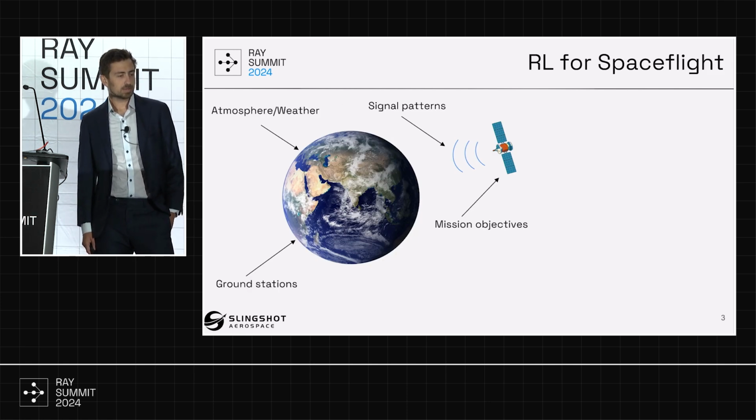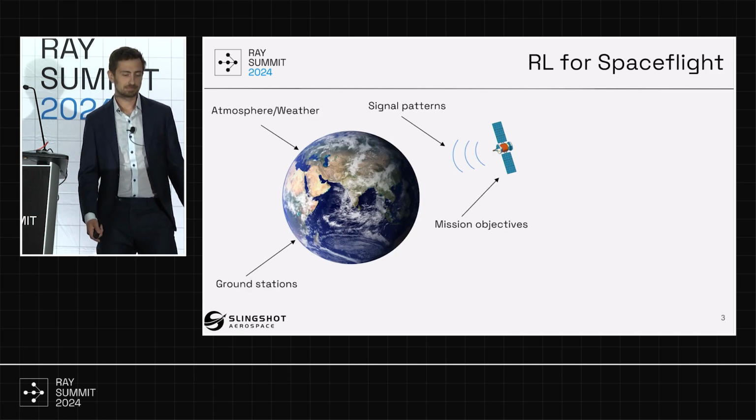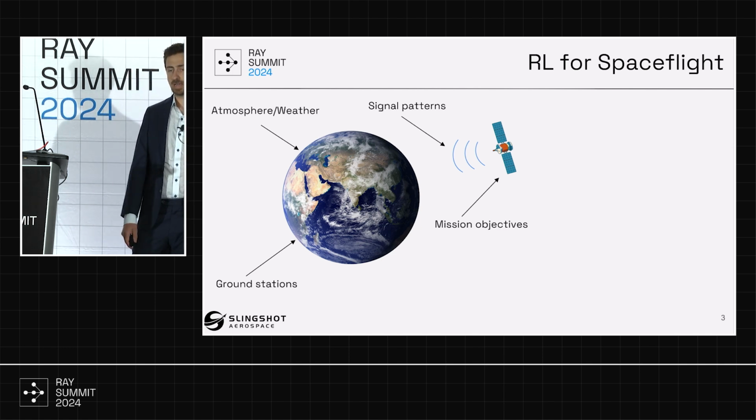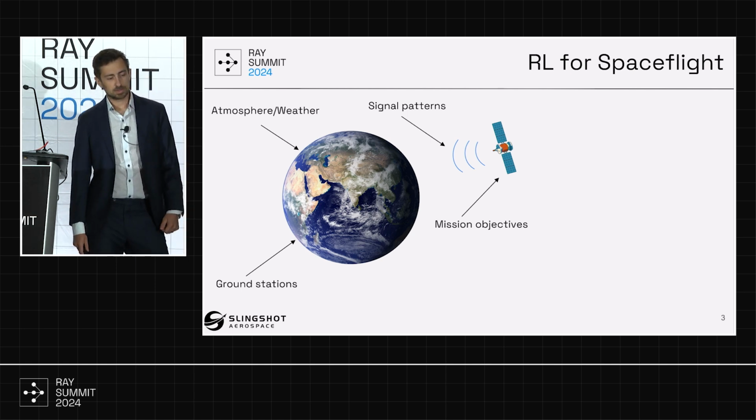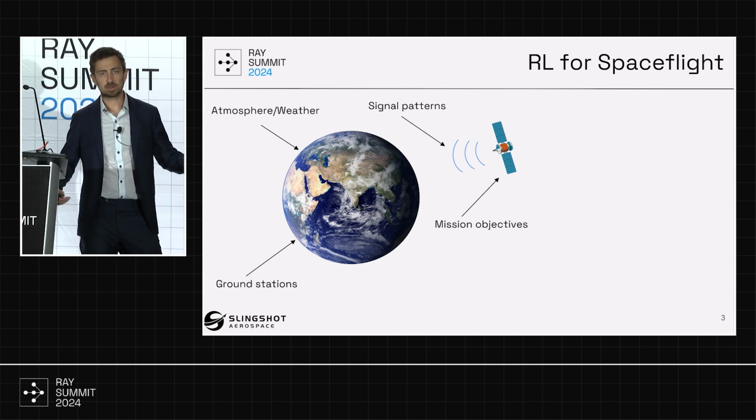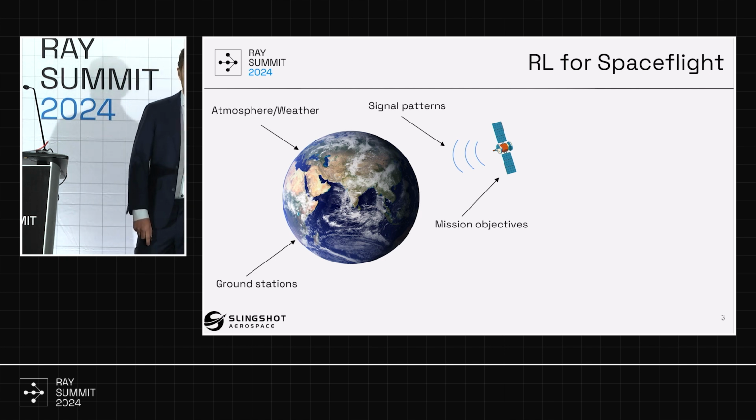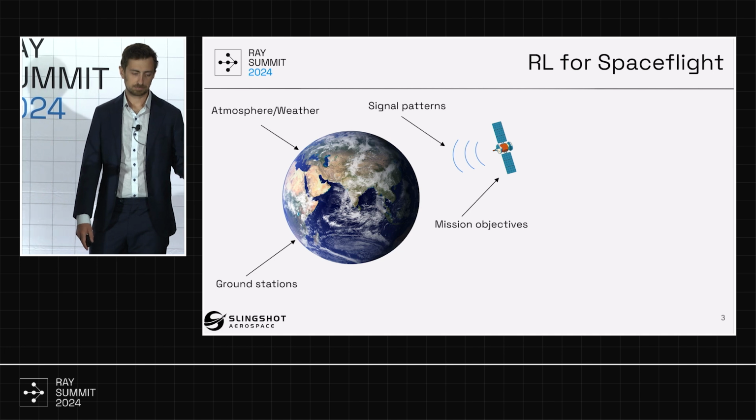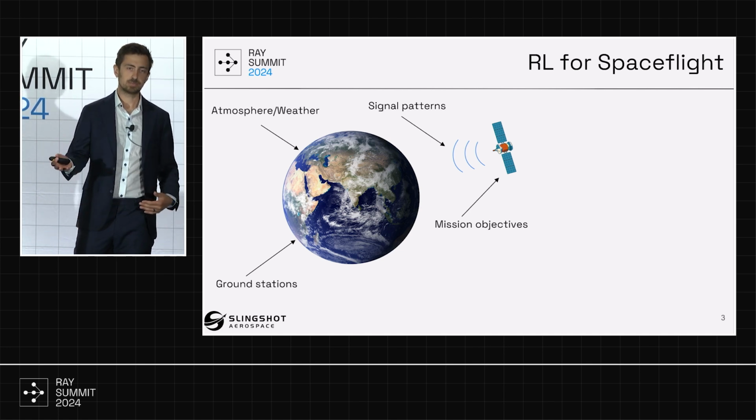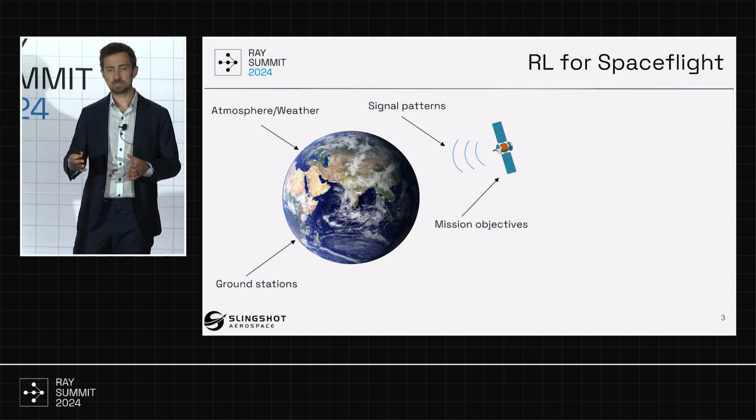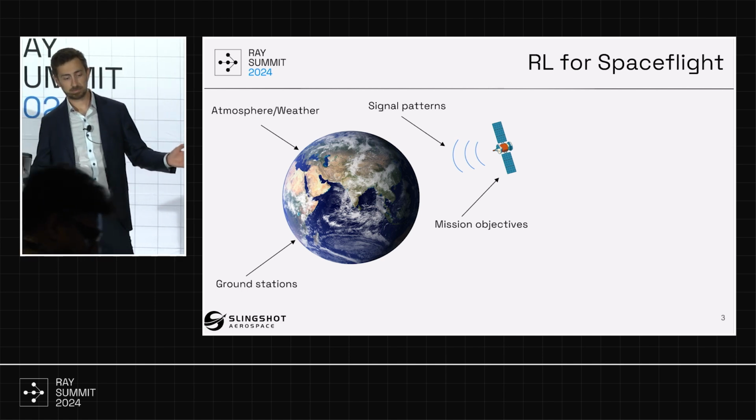So the orbital environment is complex, and it's getting more complex every year with more and more satellites being launched. There are a lot of things you need to take into consideration when trying to control a spacecraft. There's atmosphere and weather. There are different ground stations that you may need to communicate with at different times, different types of signal patterns depending on your different antennas, what you may be trying to do, and you may have different mission objectives that you want to achieve at different times.